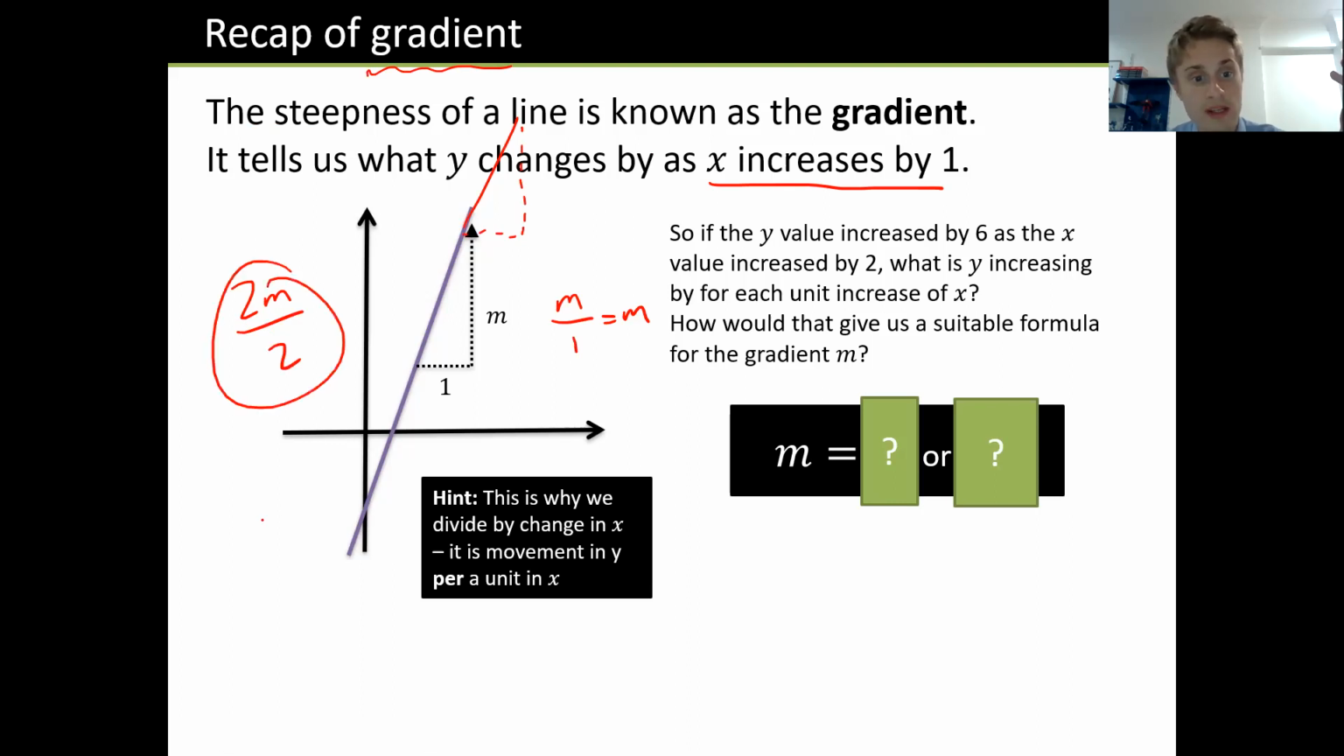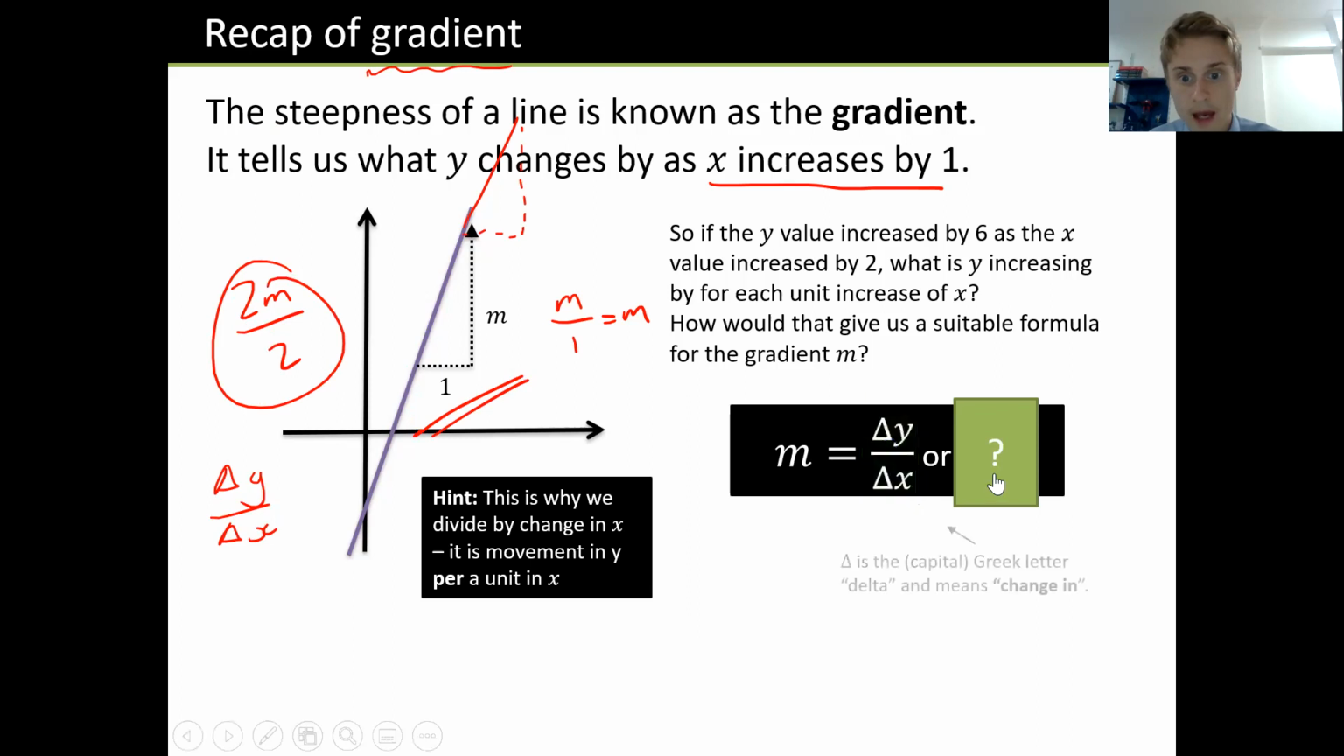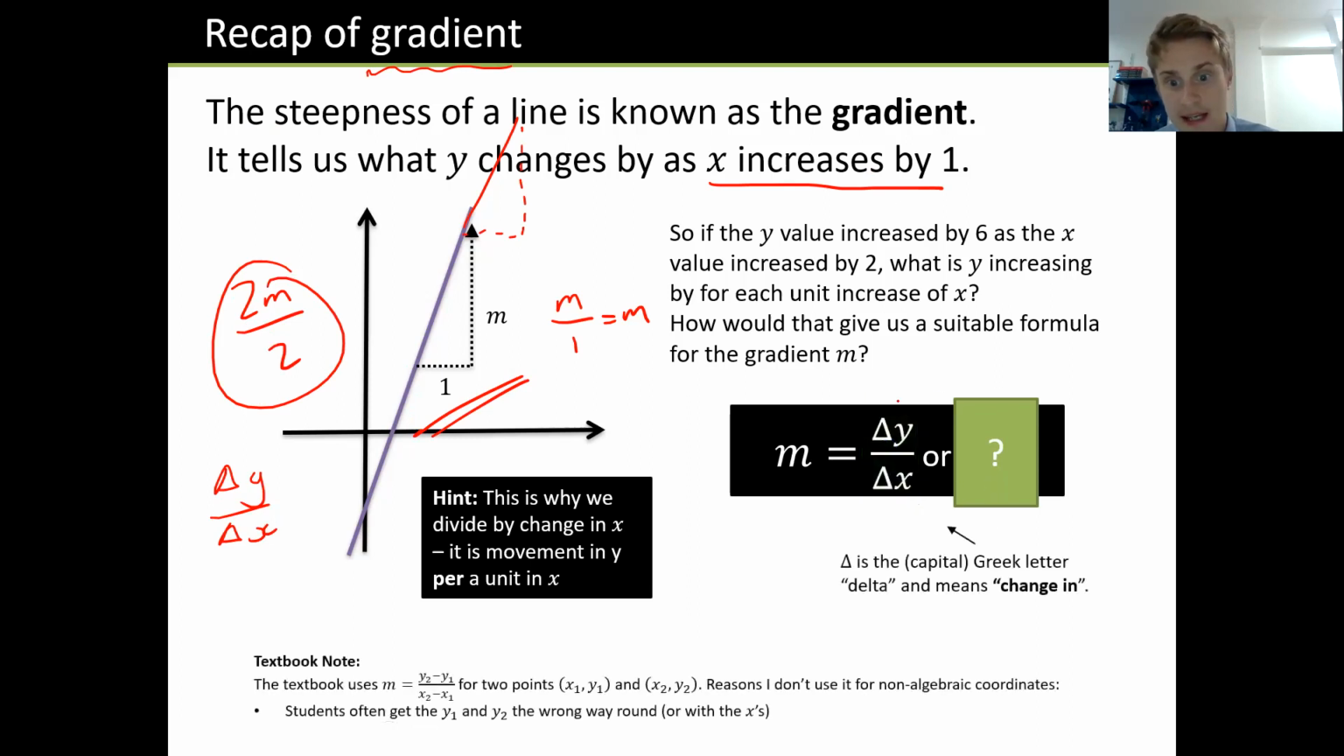So when you were doing this difference in y divided by difference in x at GCSE, this is actually what you're doing. You're thinking, how does the line go up or down as you move 1 to the right? The capital delta means difference. So it's exactly the same as something like this. You might have seen it written like this, or alternatively like this as well. Any variation of that is fine. It's all gradient.